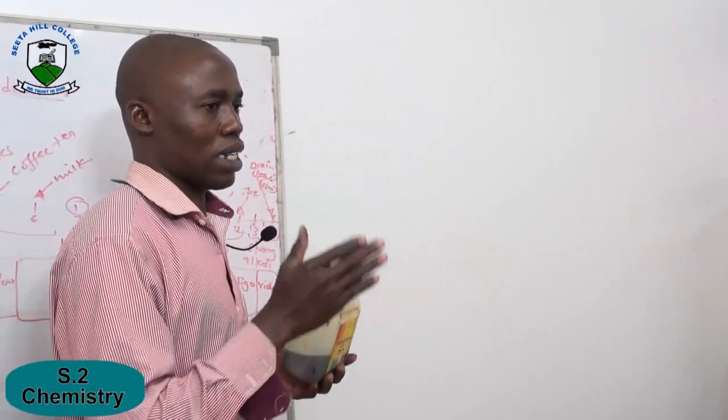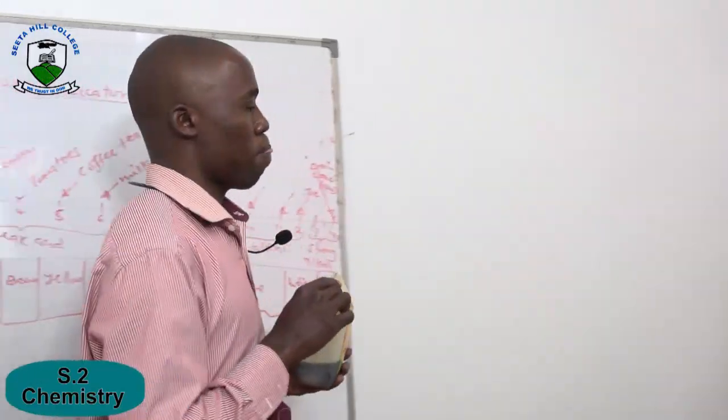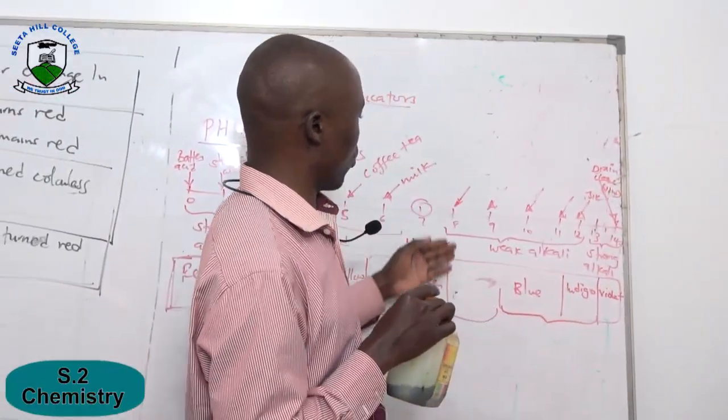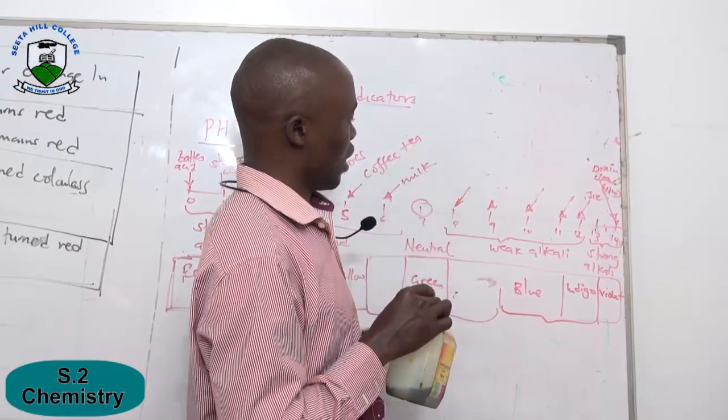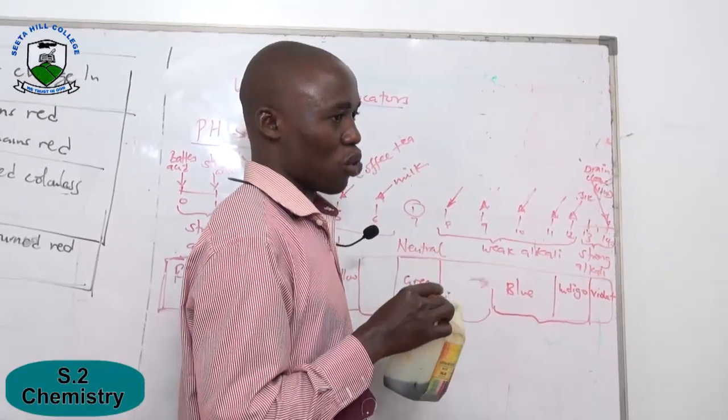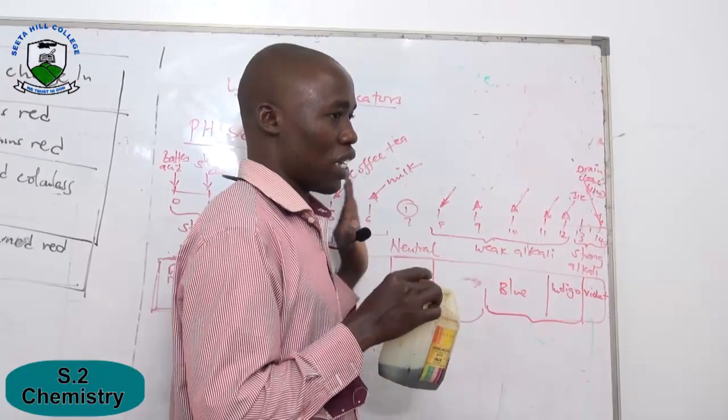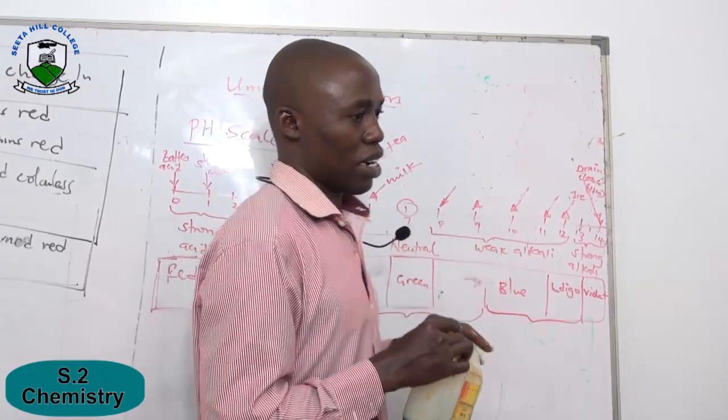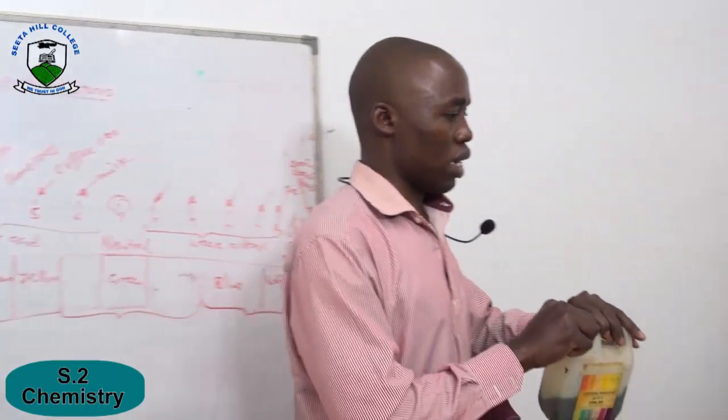It places that this one is stronger. Like ash would be this way. If you add it to any ash, you know whether that ash is very alkaline or less alkaline. That's the action of the universal indicator.